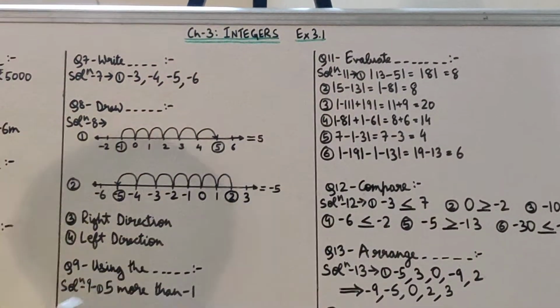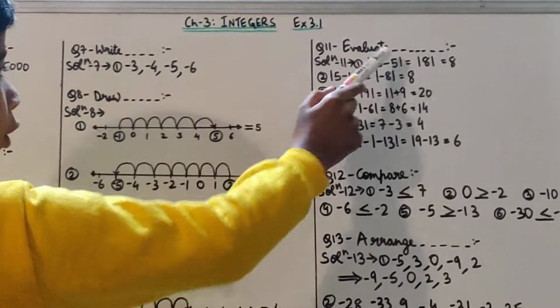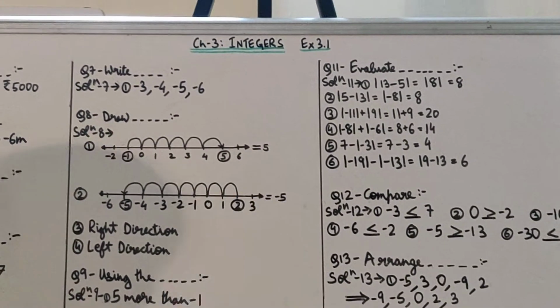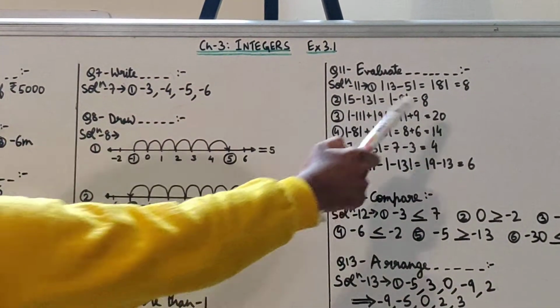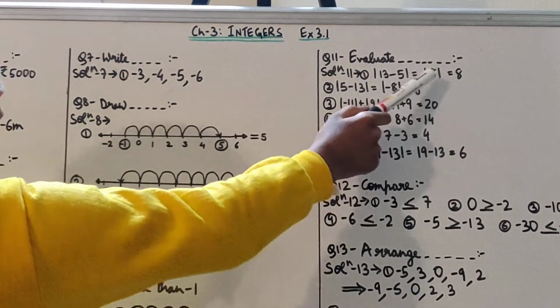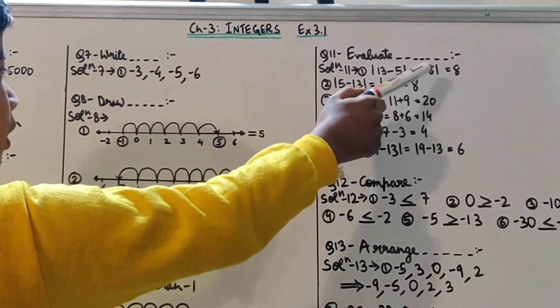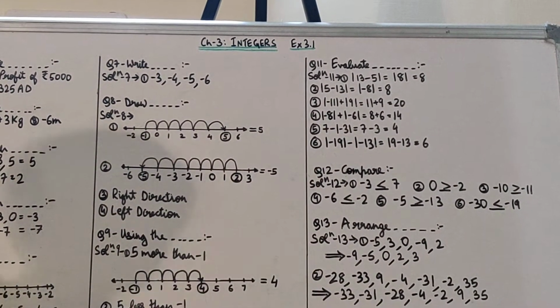So 13 minus 5 in the mod. You can also say it as a mod or modulus is also okay. 13 minus 5. Now 13 minus 5 is 8 and this is positive 8. So it will be as it is, means it will be positive 8 only.